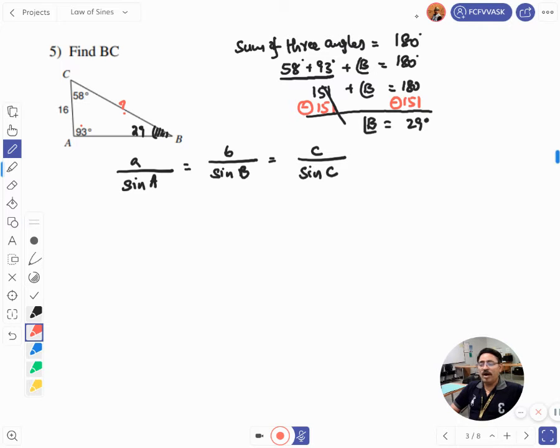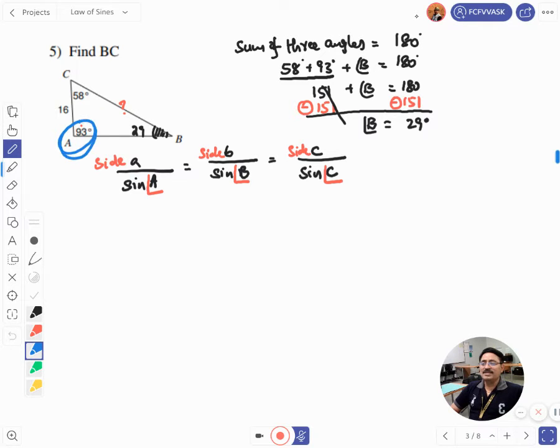Until you are familiar with this formula, then you better write as side A over angle A. This is how you write. You practice this way. Once when you memorize this one, then you need not write the angle symbol on the side. Okay? Well, let's start with side A.